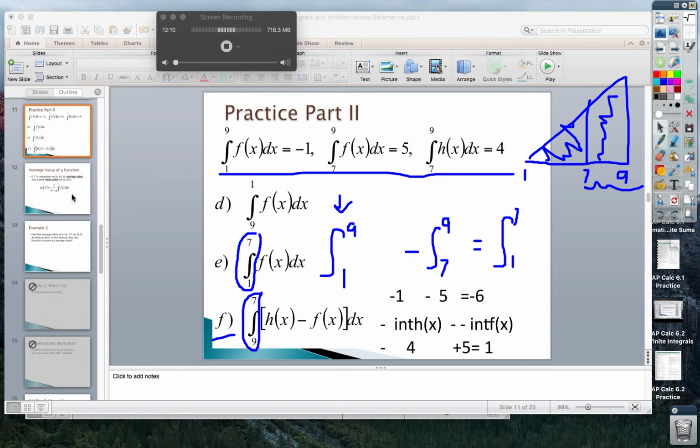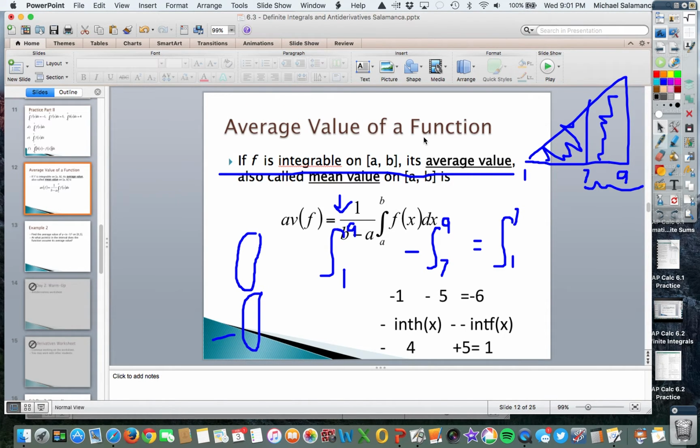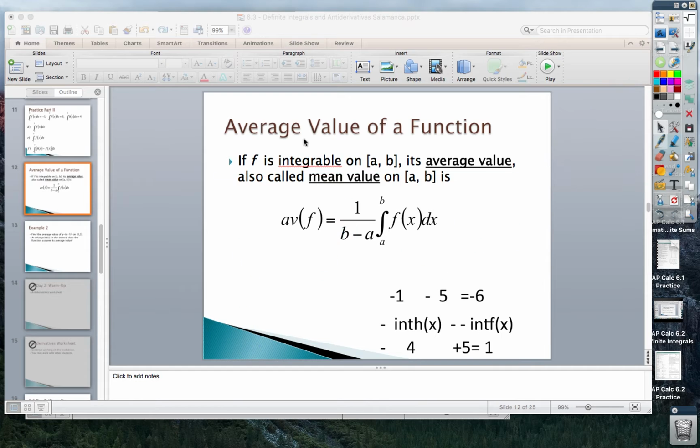So let's take a look at a couple other things. The average value of a function. And this basically says that if f is integrable on the closed interval a to b, its average value, also called the mean value on ab, is given by this formula below. So we'll go ahead and write that down.